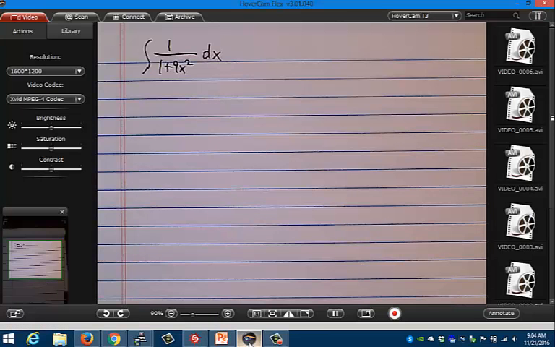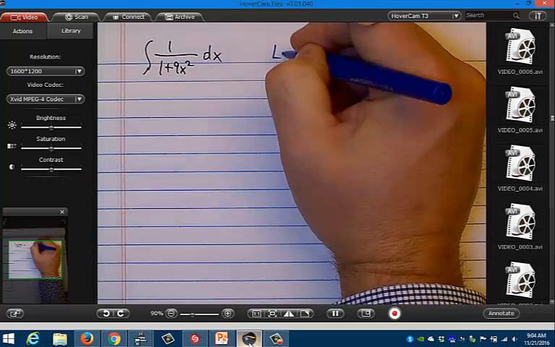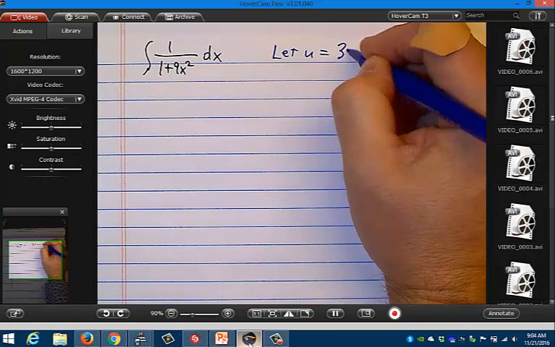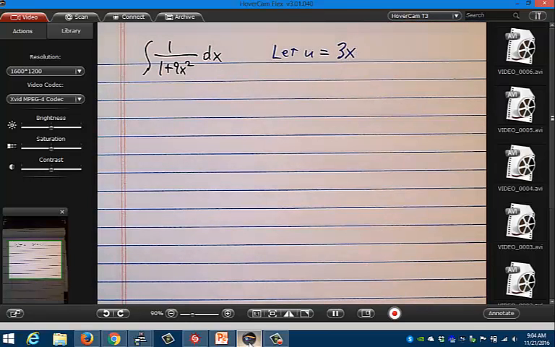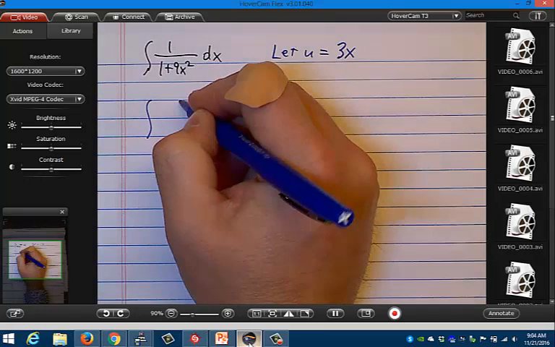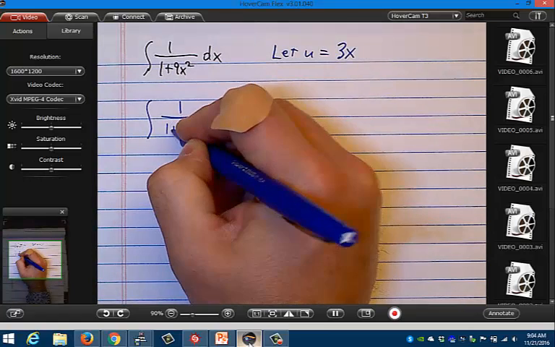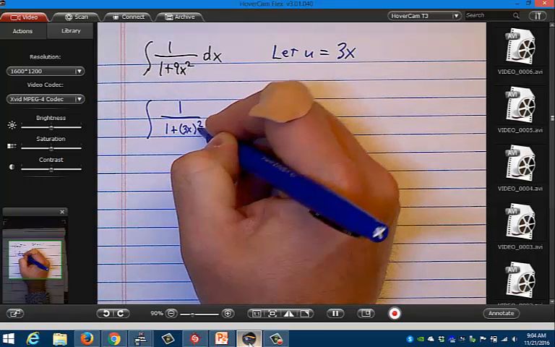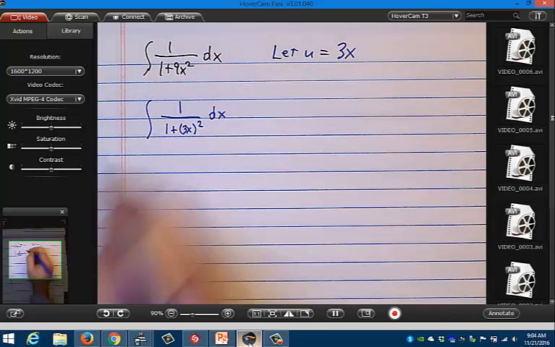I'm going to let u equal, you have to think of doing this, 3x. Why did I say 3x? Well, because this is really 1 over 1 plus parentheses 3x squared dx. Do you guys see that?